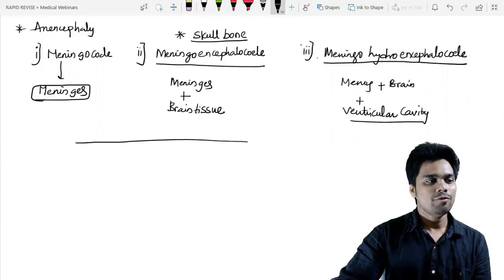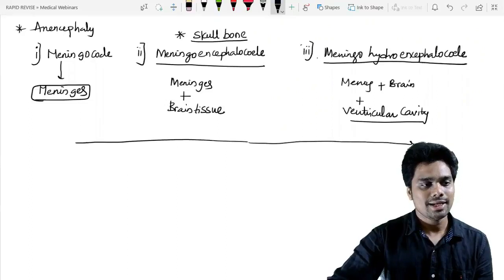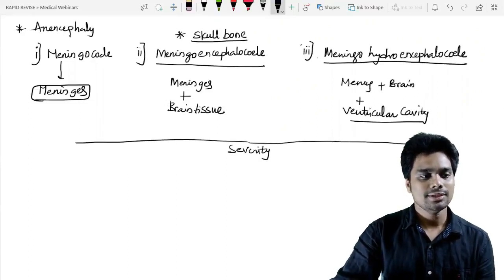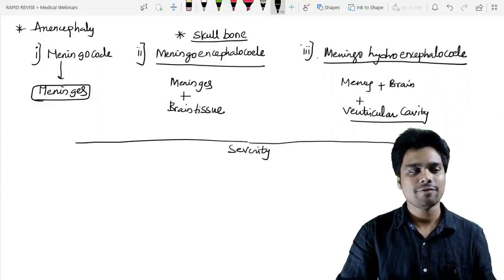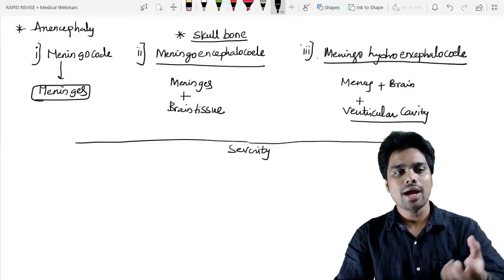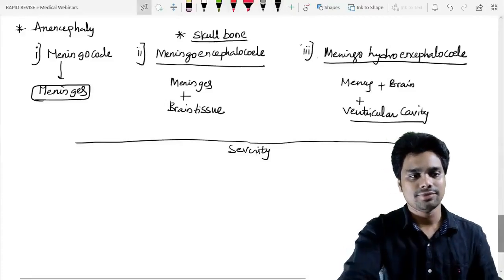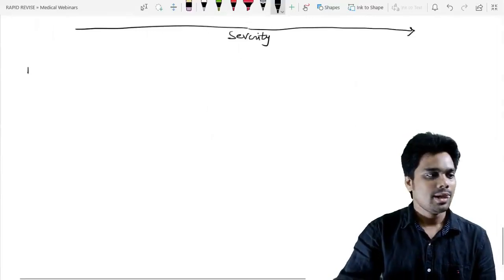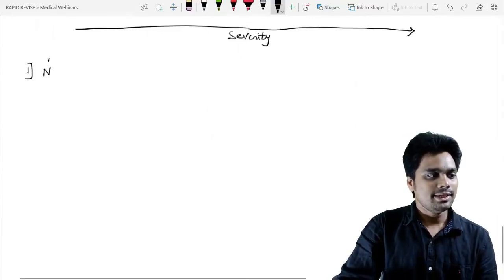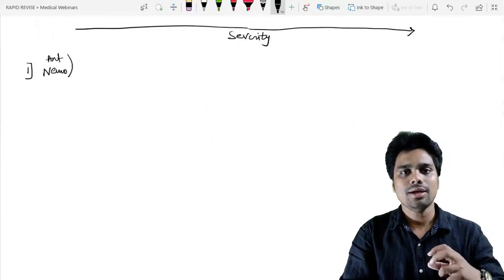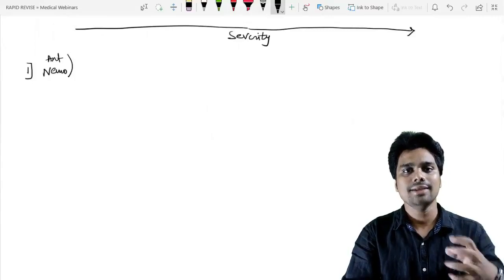So as we move from the left corner of the screen to the right, the severity of the disease increases. The severity increases starting from meningocele, then meningoencephalocele is still more severe, and meningohydroencephalocele is more severe still, when compared across the spectrum of neural tube defects. Now, the first entity we discussed is a problem with the anterior neuropore. So most of the time we are talking about maldevelopment of the brain tissue and the skull.